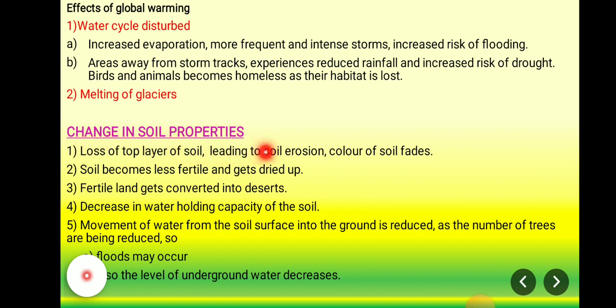Changes in soil properties. The loss of the top layer of soil leads to soil erosion, the color of the soil fades away, and the soil becomes less fertile and gets dried up. Fertile land gets converted into deserts, with a decrease in the water holding capacity of the soil. The movement of water from the soil surface into the ground is reduced as the number of trees is reduced. So, there are chances that floods may occur.